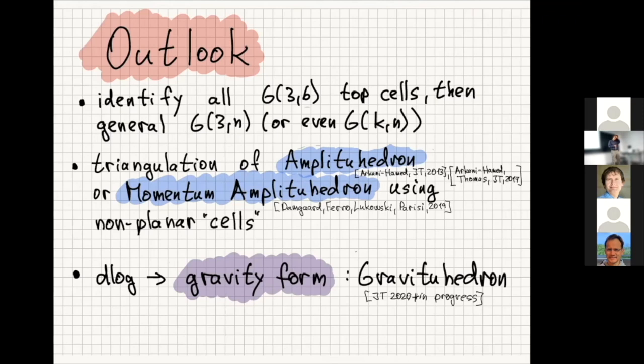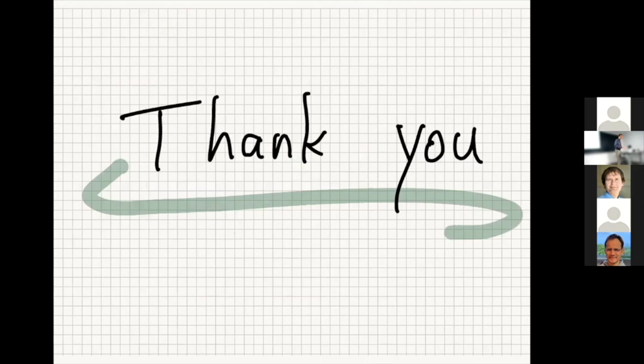Now, the final thing is that what I'm trying to actively do is to figure out what this picture is for gravity tree-level amplitudes, because the pictures are the same. Once we leave the planar world, we are in the complete non-planar world, and that's where gravity lives naturally, because gravity doesn't have any ordering. However, the biggest problem here is not about the geometries, but it's about replacing the D-log form with some new type of form, which would reproduce gravity amplitudes rather than Yang-Mills amplitudes. There is some progress on that, but this is a hard question. Okay, thank you.